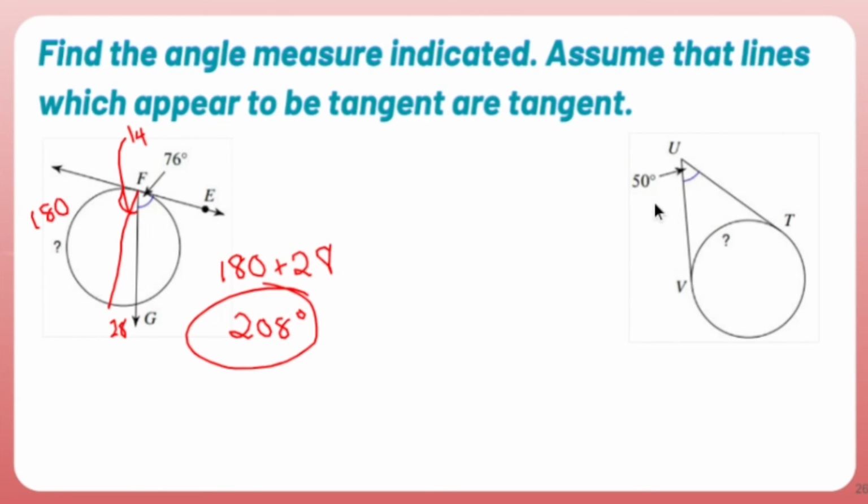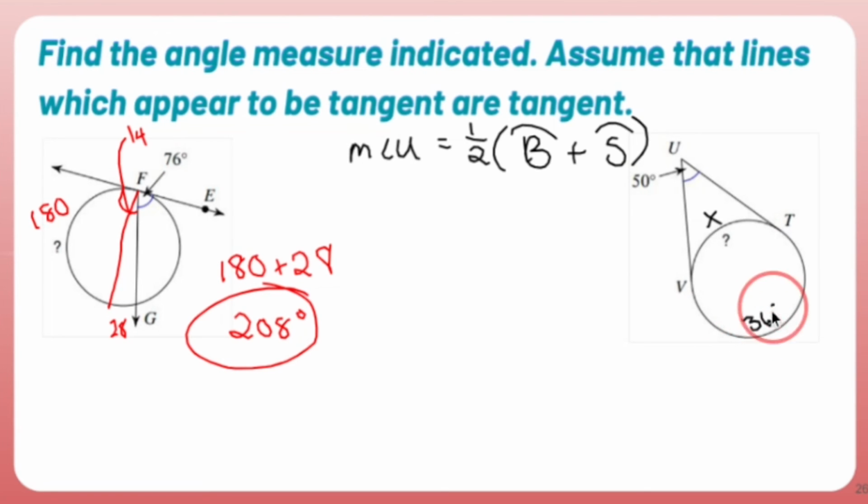This guy looks bad, but it's not so bad at all. There's a rule that states that in this case, the measure of angle U is going to equal half of the large arc. So I'll put B for large plus this small arc. Here's the issue. I'll call you X because that's what I'm finding, but I don't know what this is, except for the fact that this whole circle is 360. And if you are X, then this arc is going to be 360 minus X.